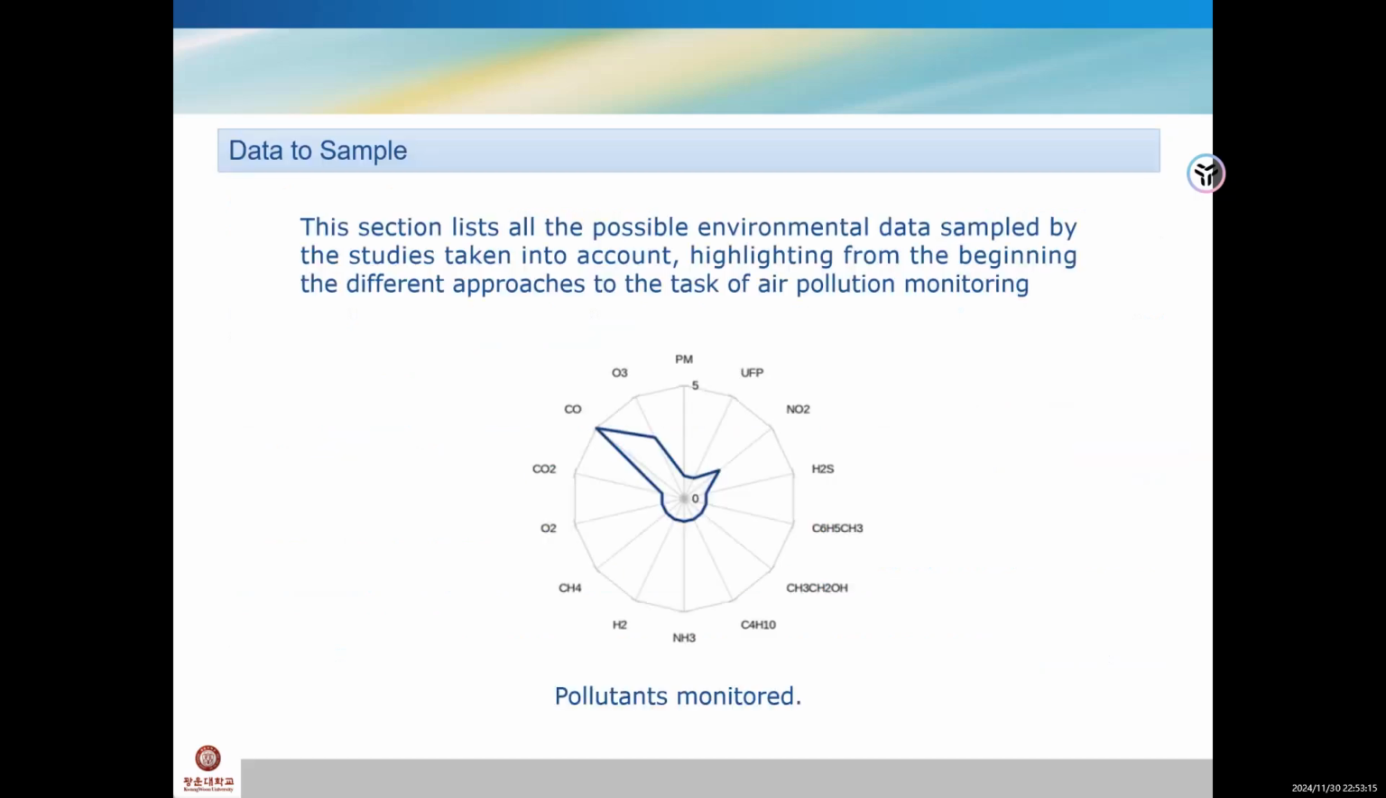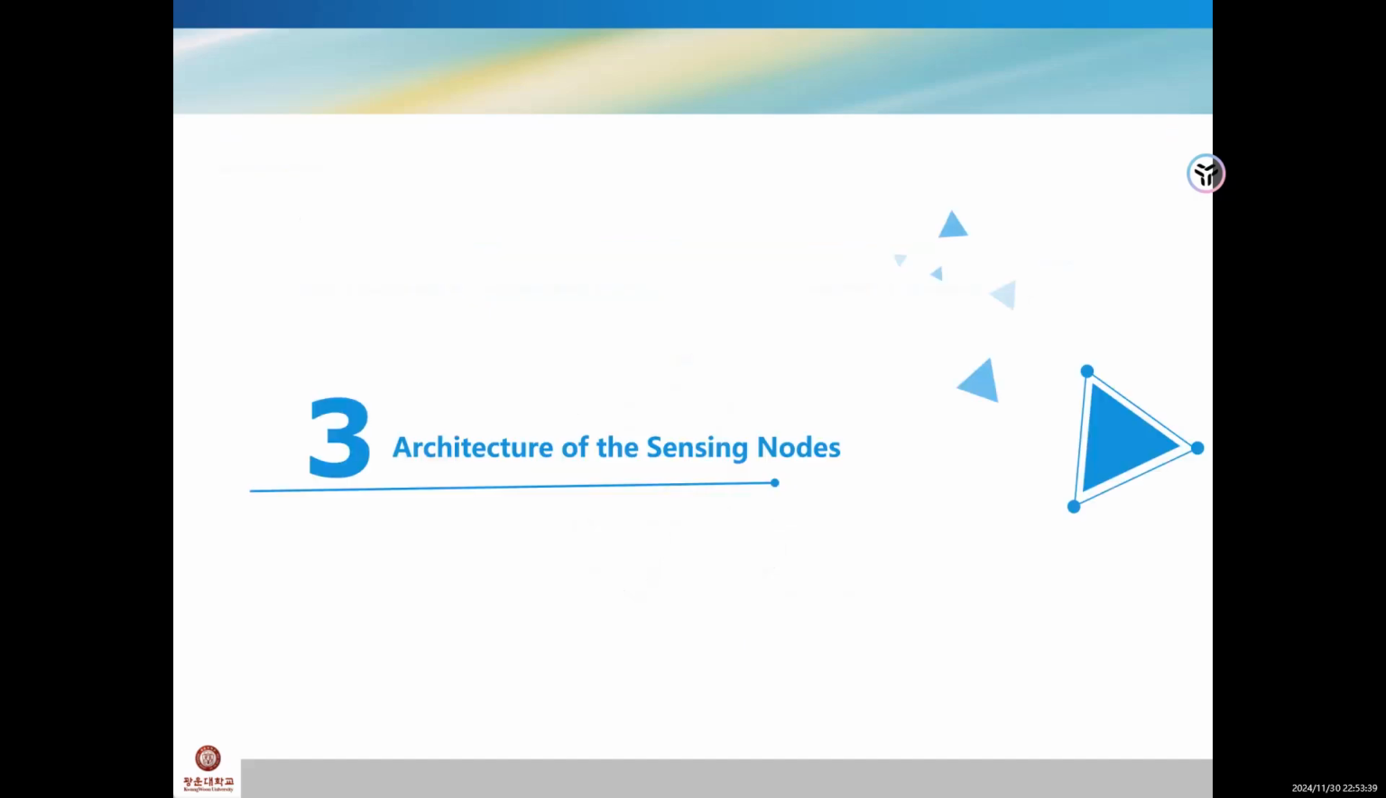Title 2, data to sample. And this image is the pollutants monitored. These sections list all the possible environmental data sampled by the studies taken into account, highlighting from the beginning the different approaches to the task of air pollution monitoring.